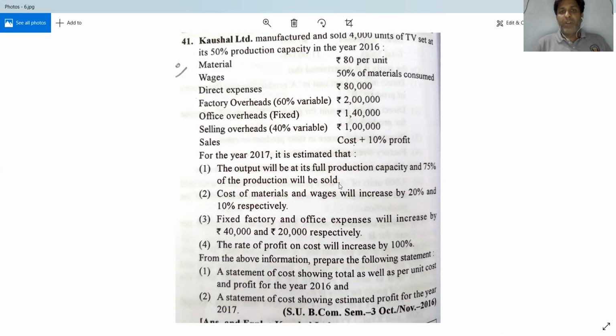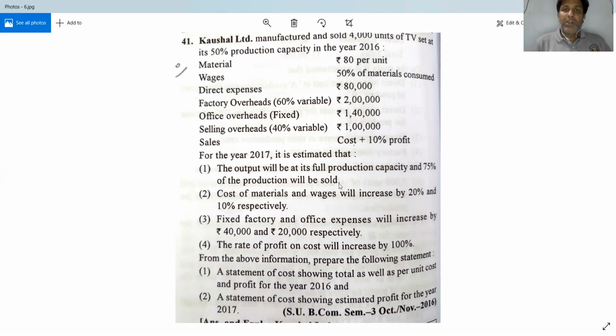Kausal Limited manufactured and sold 4,000 units of TV sets at its 50% production capacity in the year 2016. We remember there is a 50% production capacity. It means if the company manufactures at 100% level, then the company can manufacture 8,000 units of TV. But here the company utilizes only 50% of its capacity and manufactures and sells 4,000 TV sets.